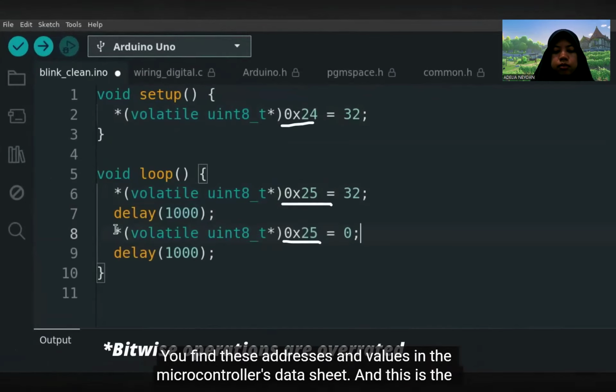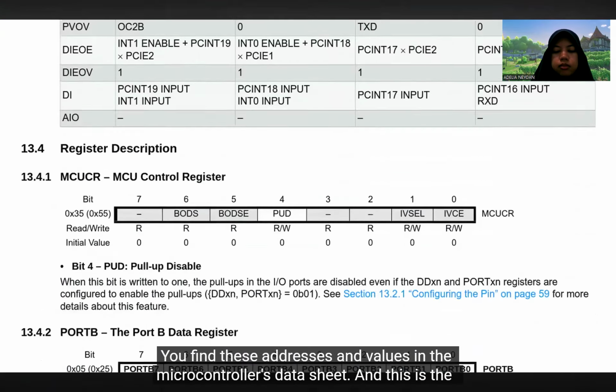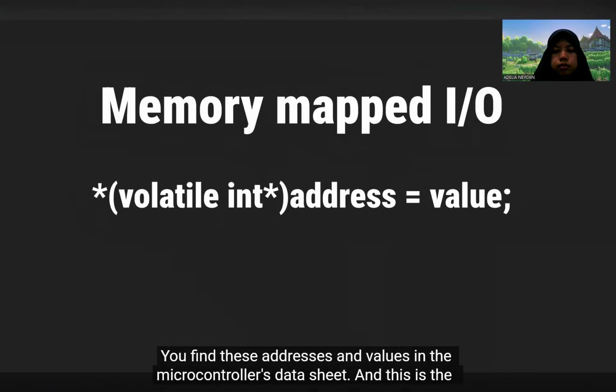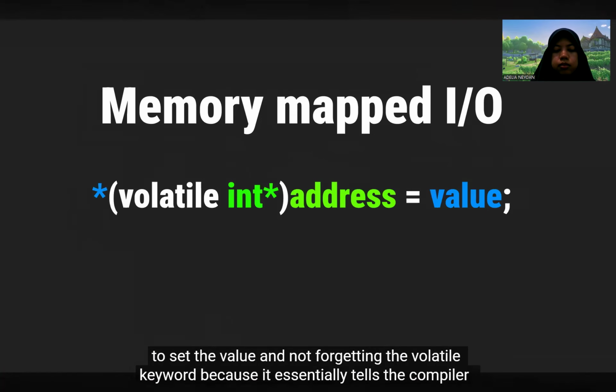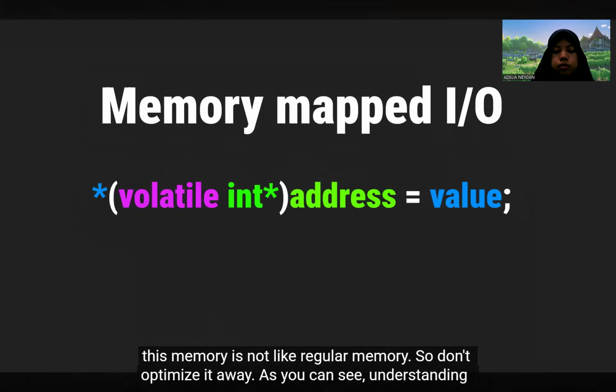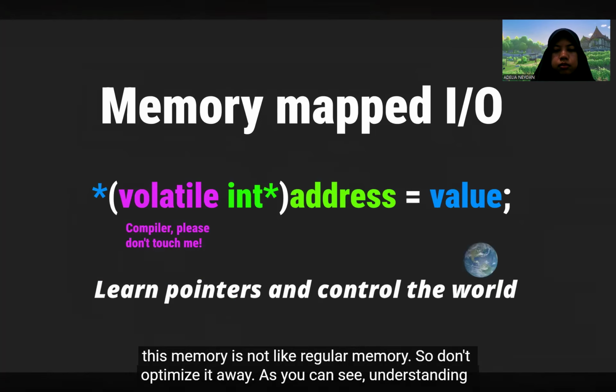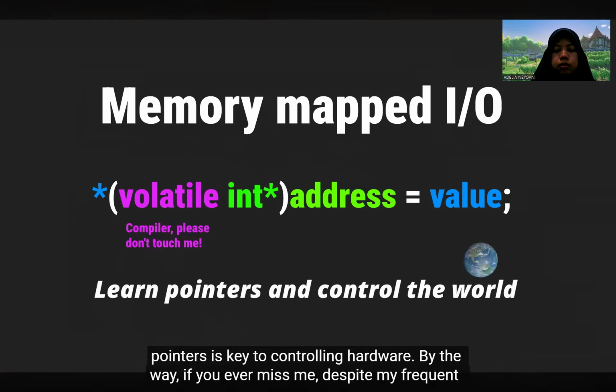You find these addresses and values in the microcontroller's datasheet. And this is the way we write a value to a particular address in C: a pointer to the address, and then dereference to set the value, and not forgetting the volatile keyword, because it essentially tells the compiler this memory is not like regular memory, so don't optimize it away. As you can see, understanding pointers is key to controlling hardware.